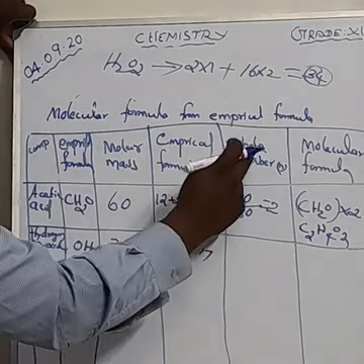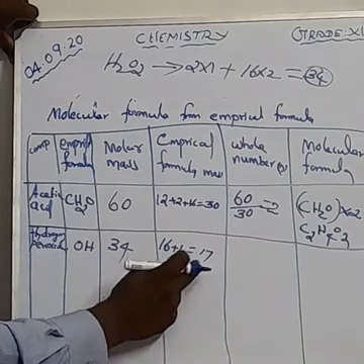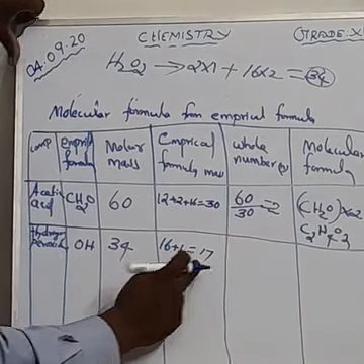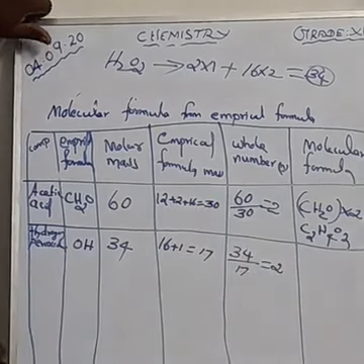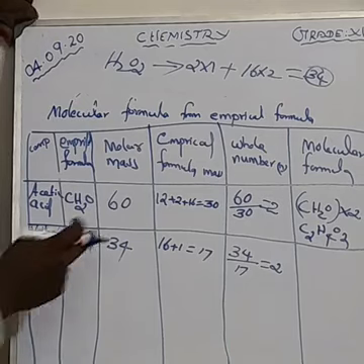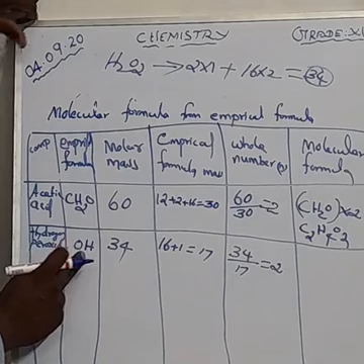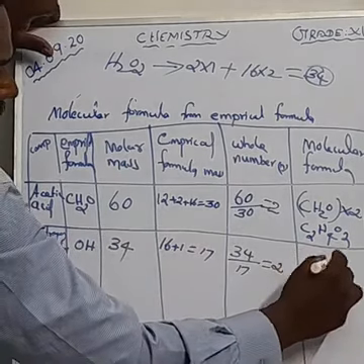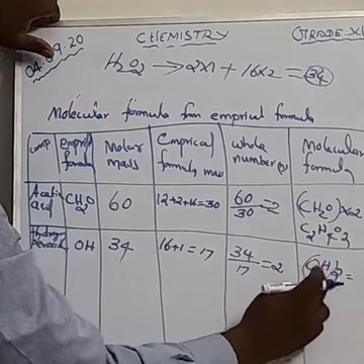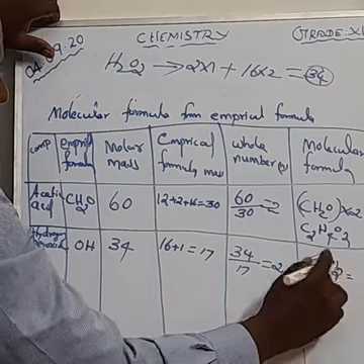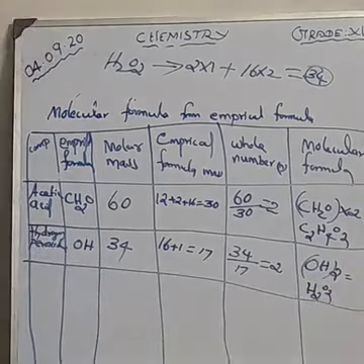Next, the whole number. How will you find it? 34 divided by 17 is equal to 2. So what is the molecular formula for hydrogen peroxide? OH into 2. Clear? OH into 2: how much hydrogen is there? 2 hydrogen, so H2. How much oxygen? O2. This is the formula for hydrogen peroxide. Clear?